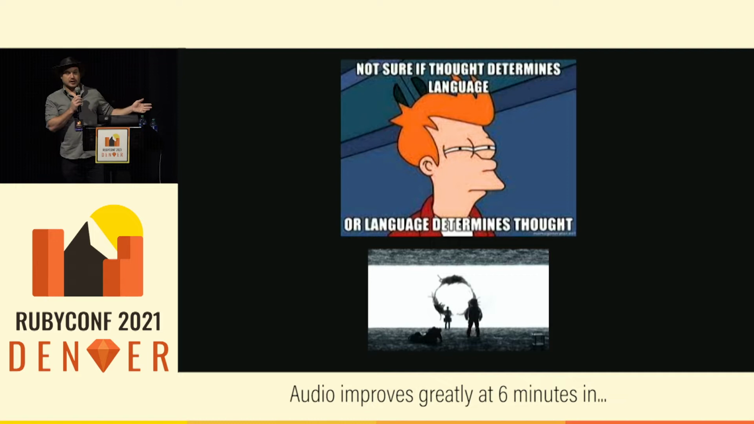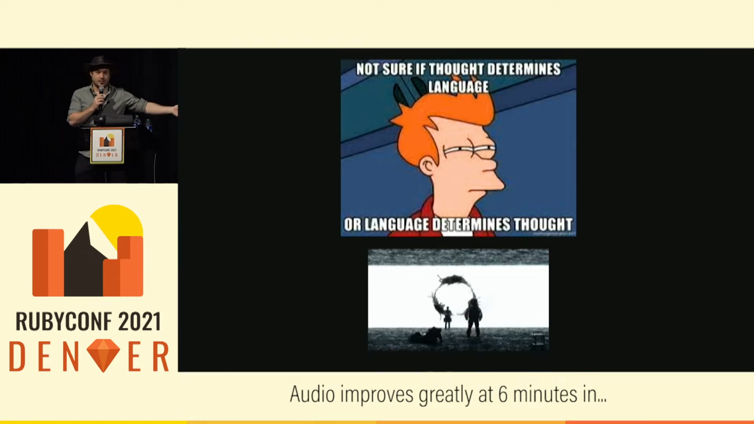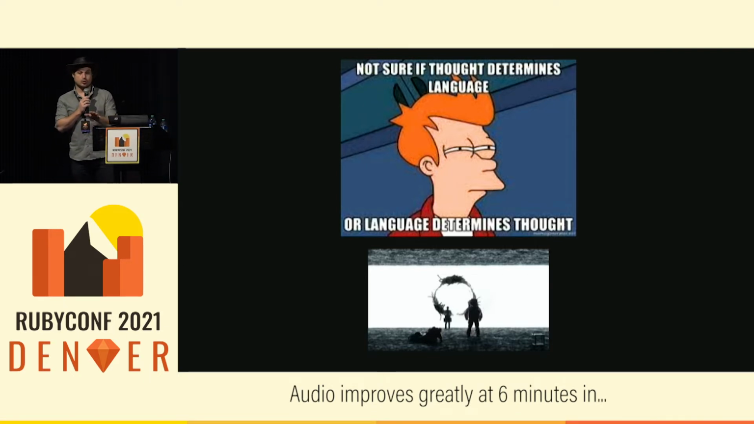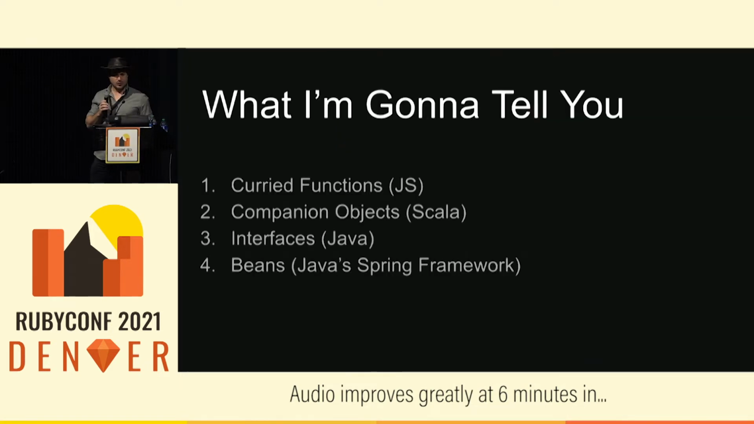So this is really about, hey, we can look at some feature of another language, some way that some other language likes to think, and then how can we apply that thinking either directly or as inspiration for something to do in Ruby. So I'm going to talk about 4 specific things: curried functions in JavaScript, companion objects from Scala, interfaces from Java, and beans from Java's Spring Framework. Unless you think I'm a Java fanboy, no.